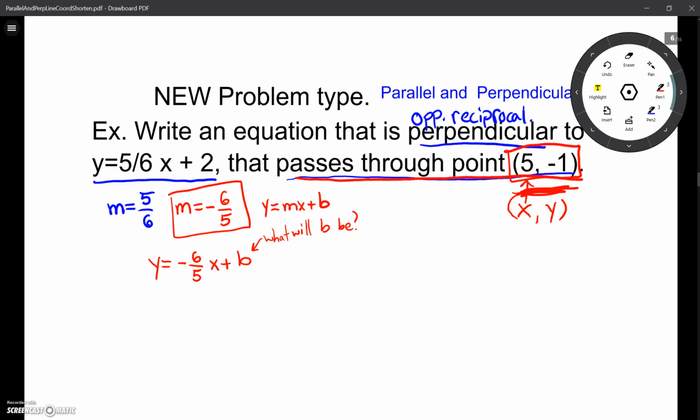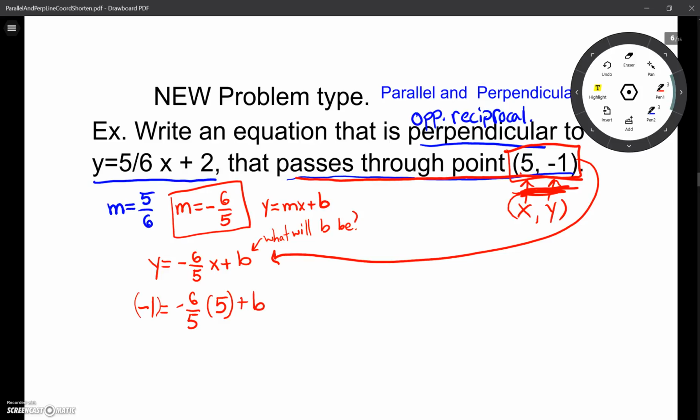So now I'm going to take these x and y values and substitute them into this equation. My y value is -1, so this y now becomes -1, is equal to, the slope's not changing, it's staying the same, that -6/5. I'm going to substitute in my x value here. The x value from my coordinate is 5. And then I'm going to add that b value. So now my only variable in this equation is b, and that's what I want to solve for.